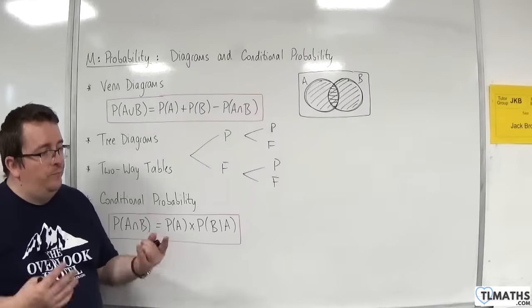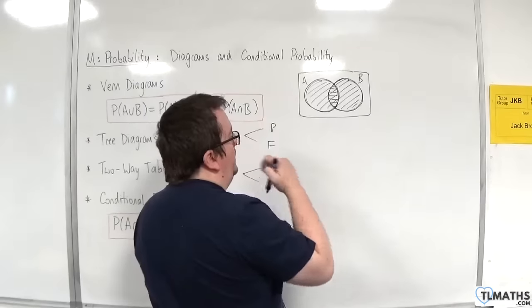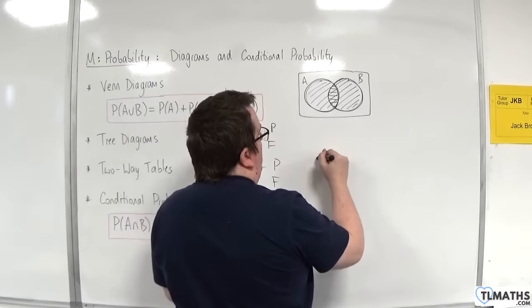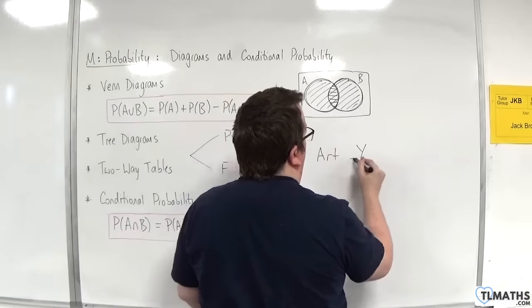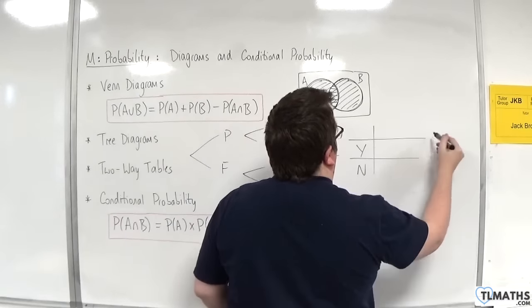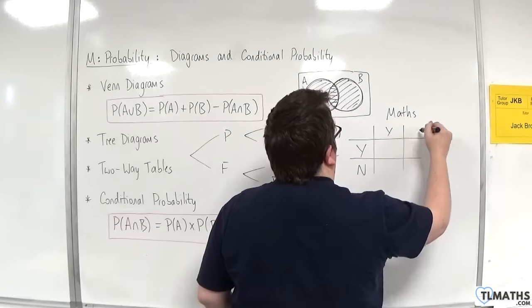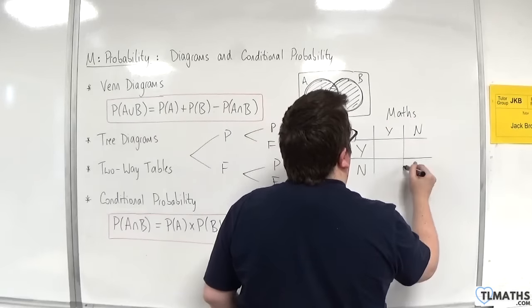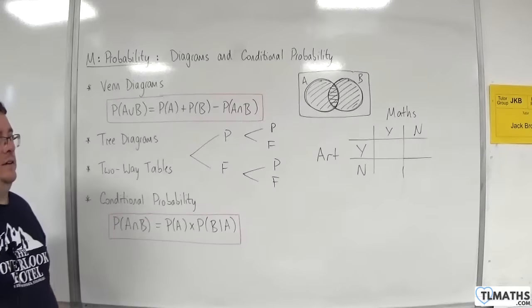Two-way tables, again, quite standard. You might have a student does art, yes or no. And you might have a student does maths, yes or no, right? And this counts how many of each do maths and art.